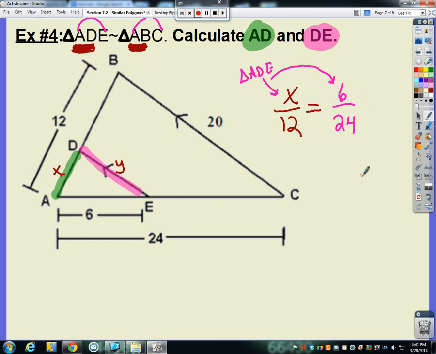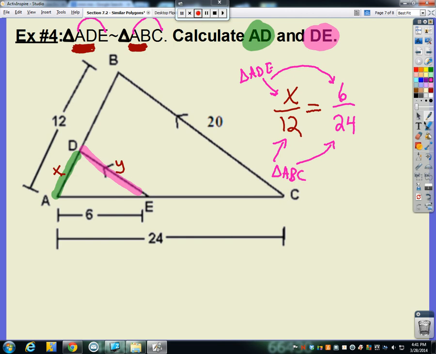Do they have to be in the numerators? No. They could be both in the denominators. But you got to be consistent. They're either both in the numerators or both in the denominators. You can't switch one in the numerator and one in the denominator. Otherwise, your sides aren't truly being proportional. And the 12 and the 24, notice both came from the same triangle, triangle ABC.